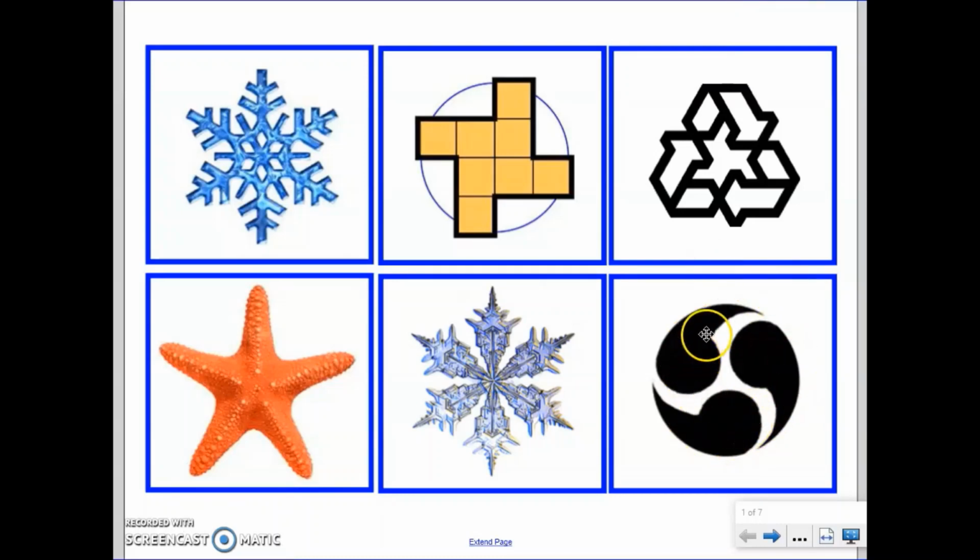We also have rotational symmetry here in what could be a tattoo or artwork. So again, a lot of tattoo artists will deal with rotational symmetry, just to make the image look very eye-catching and pleasing, as discussed about the recycling symbol.